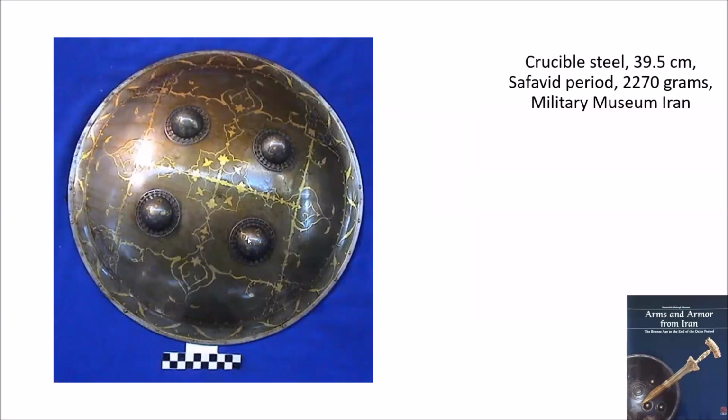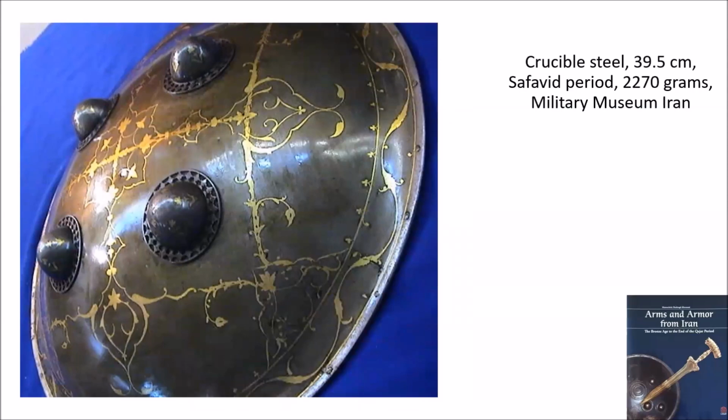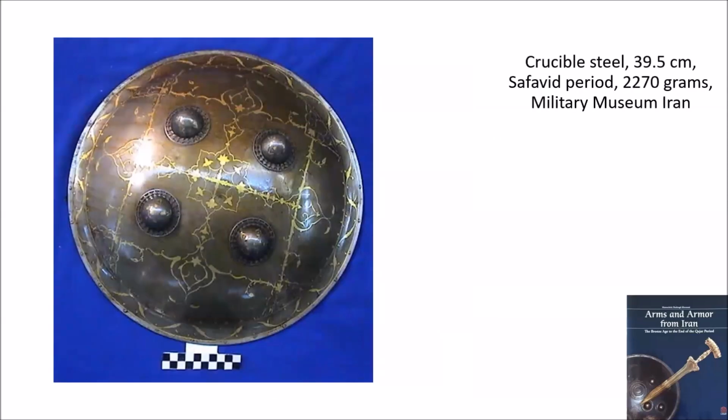The next one, it has 4 buckles, and this is a beautifully made crucible steel blade, Safavid period, 2,270 grams, and the diameter is 39.5 centimeters. Look at this. And with 4 buckles, if you hold your hand, imagine you make a punch and then your punch is here. That's how your shield is held.